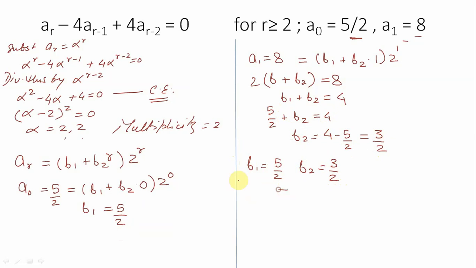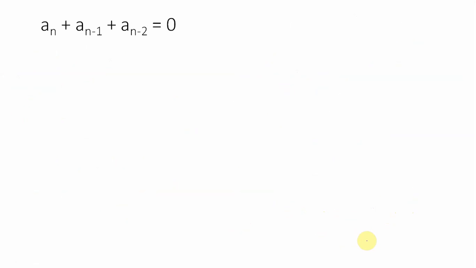So substituting these values in the solution, I get AR is equal to 5 by 2 plus 3 by 2 R, times 2 to the power R. This is the solution of the recurrence relation. Let's see another example.